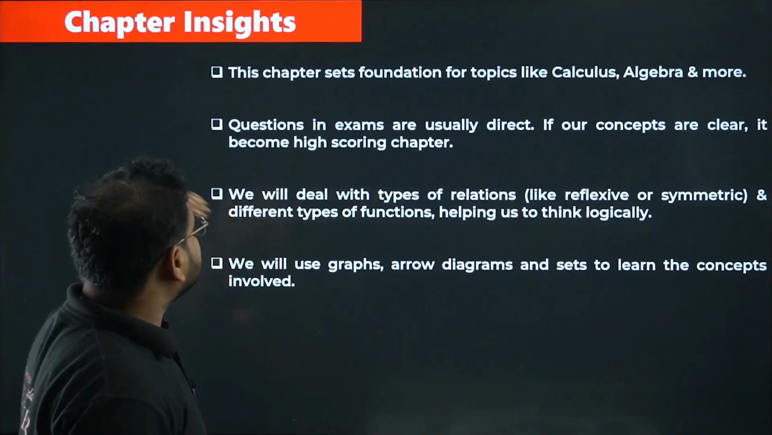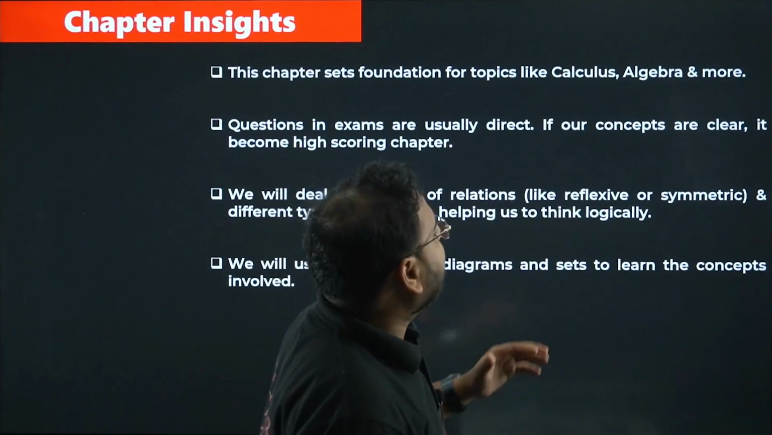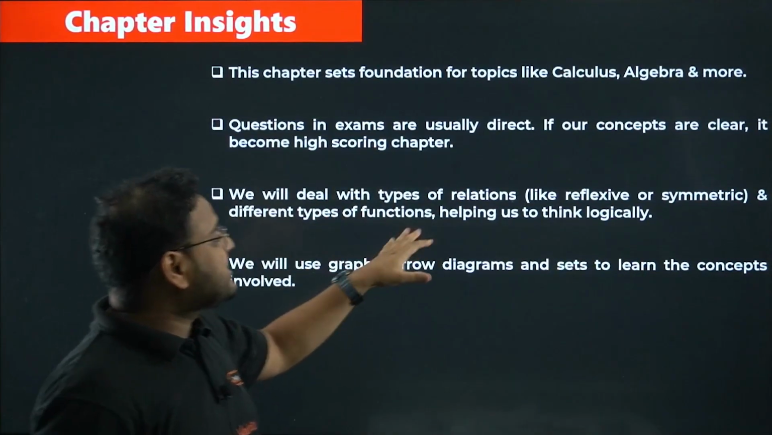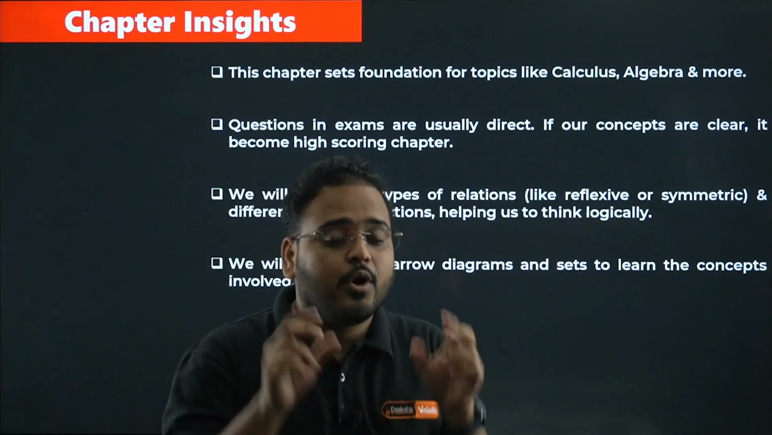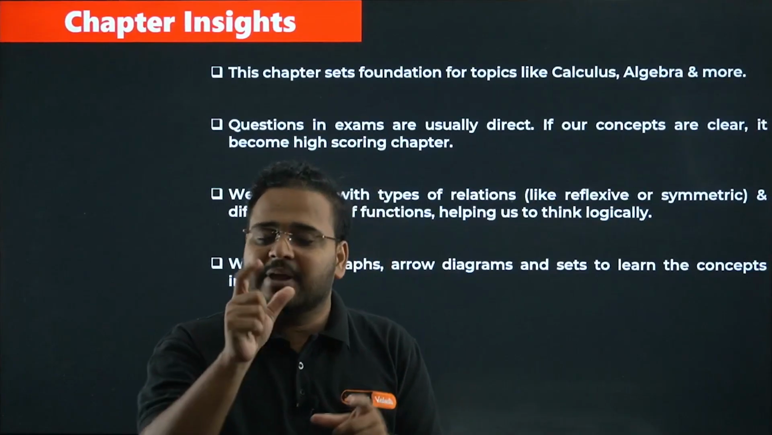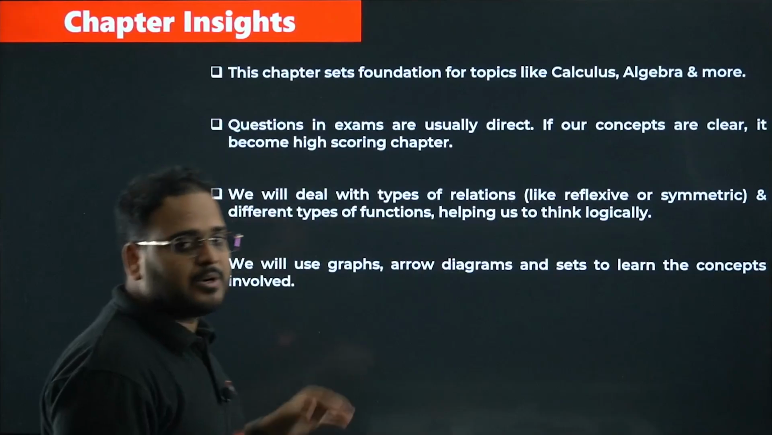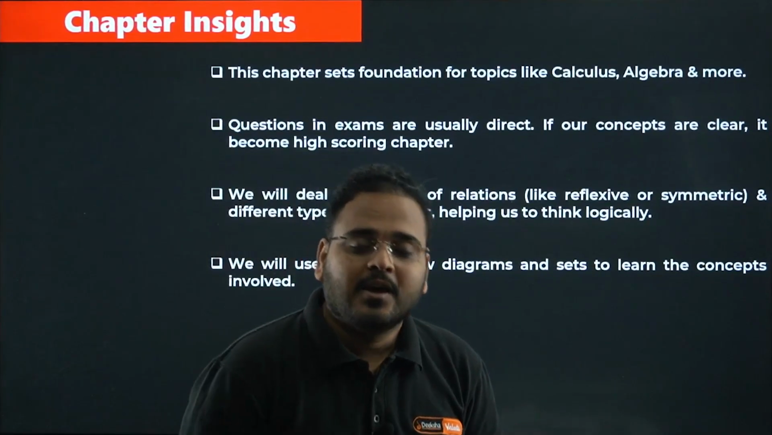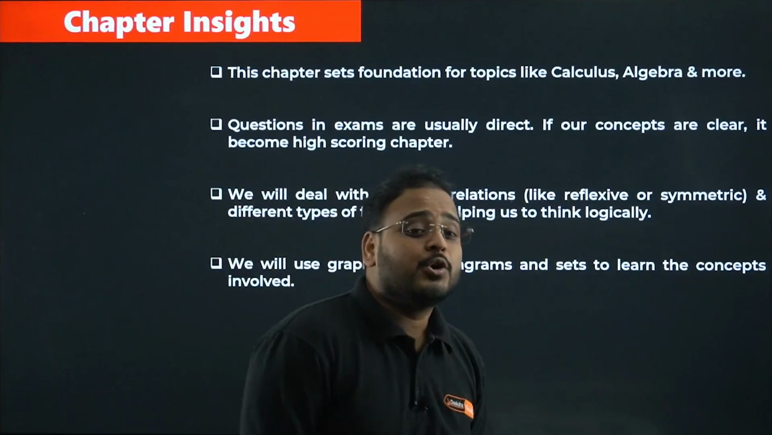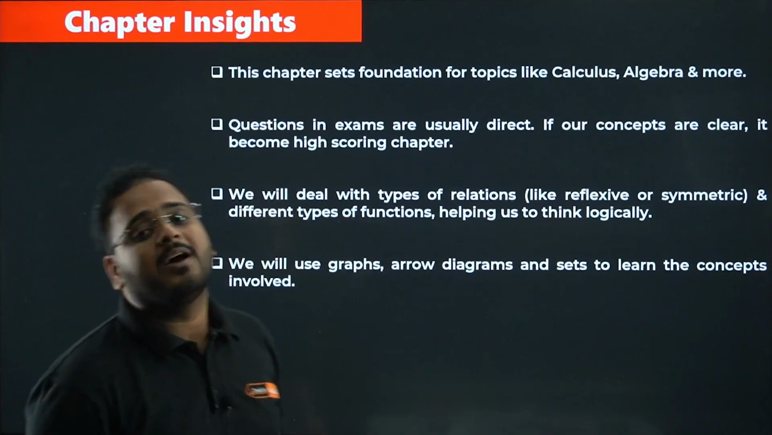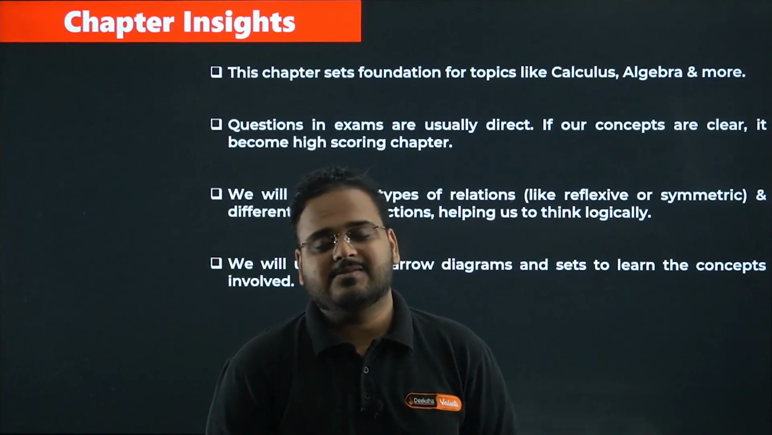Next, we will deal with types of relations like reflexive, symmetric, transitive, and all, and different types of functions, helping us to think logically, especially in the questions. From the questions point of view, logical thinking is very much required to solve and break them easily and faster. So that is going to be a fundamental of this particular chapter, if you know the functions well and the relations well. It uses graphs, arrow diagrams, and sets to learn the concepts inside this topic very easily. So you have applications of graphs, arrow diagrams, and set theory as well in this particular chapter.